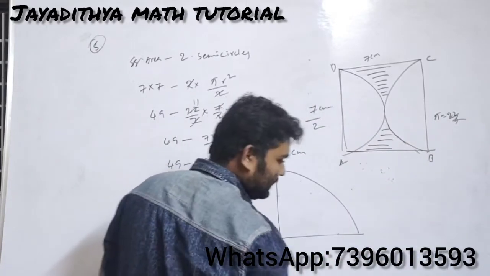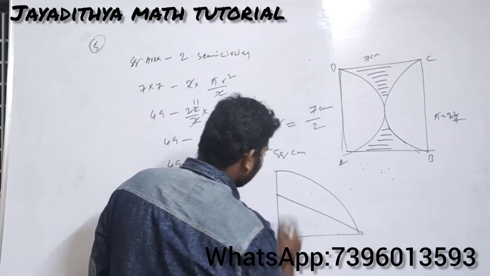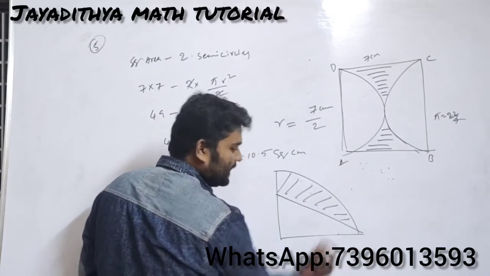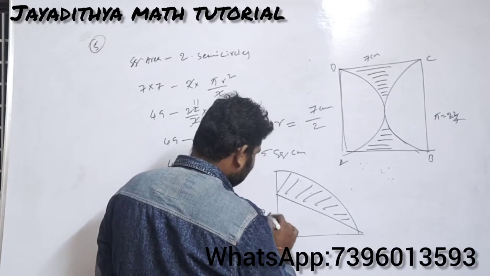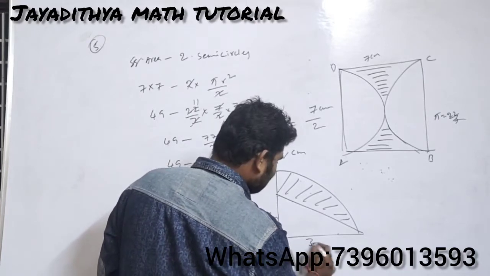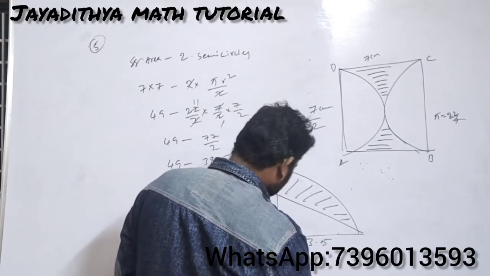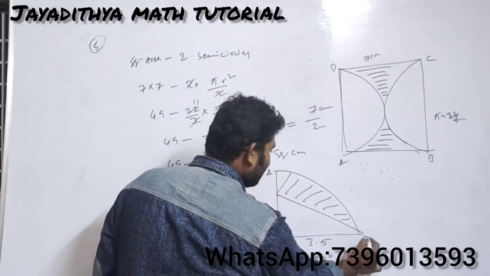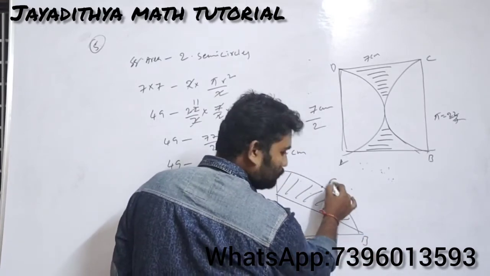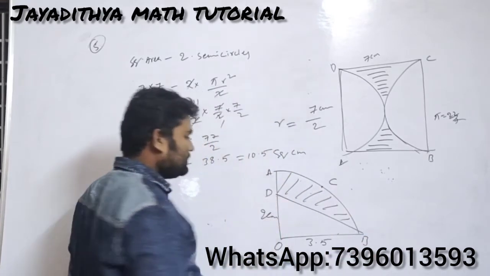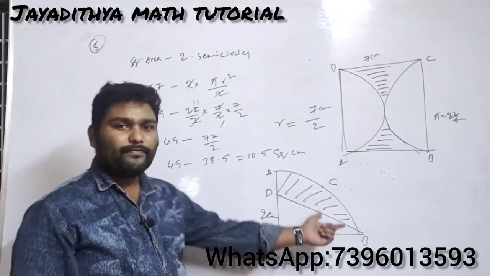You have a quarter circle, and in that he has given a triangle and one shaded portion. He has given the dimensions as this side 2 centimeters and this 3.5, and he has given O, A, B, and this point here as C, and this as D. How to find the area of the shaded region?